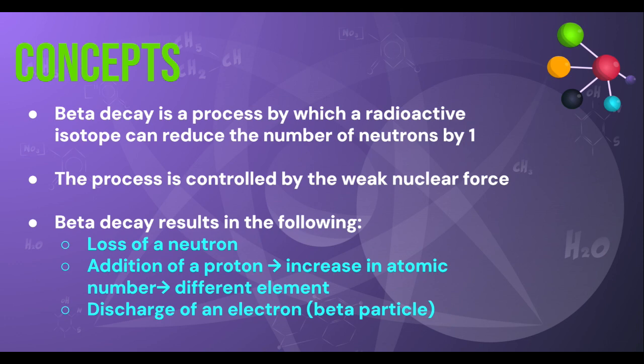What are the results of beta decay? Well, you're going to lose a neutron. You're going to be adding a proton, and remember that means it will increase the atomic number and in turn create a different element. Lastly, we're going to see the discharge of something called a beta particle, and that's just an electron.